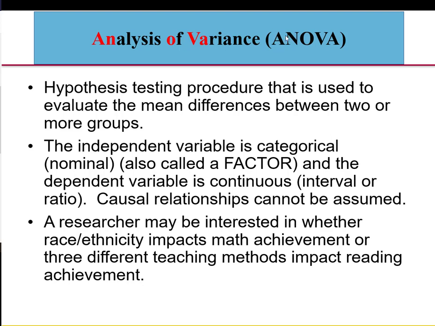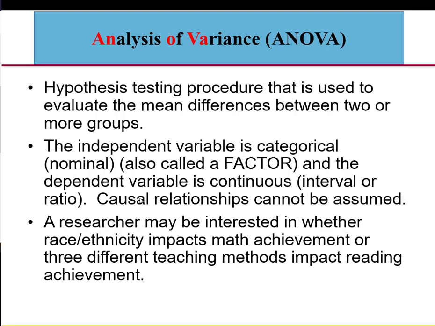All right, so let me just reiterate. Analysis of variance, ANOVA, is a hypothesis testing procedure that is used to evaluate the mean differences between 2 or more groups. We're just going to say 3 groups or more. The independent variable is categorical and is called a factor, and the dependent variable is continuous. It's interval or ratio. You cannot say causal relationships cannot be assumed.